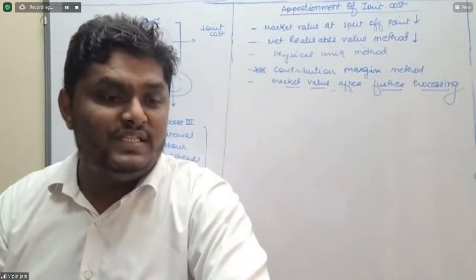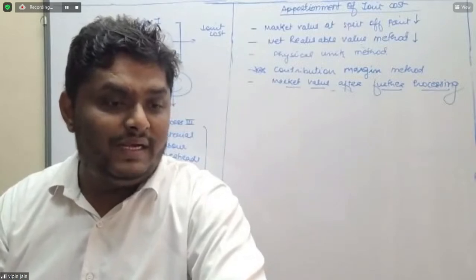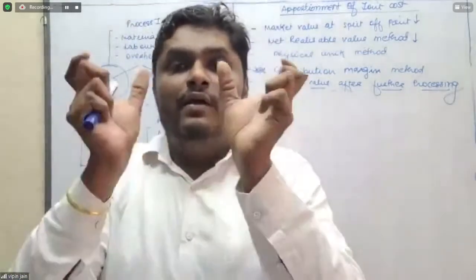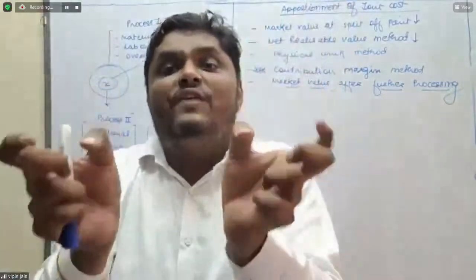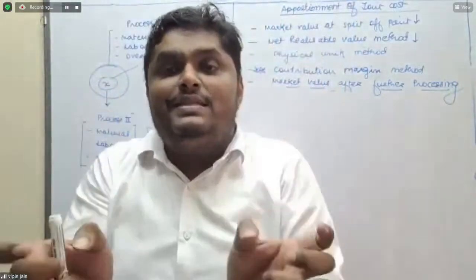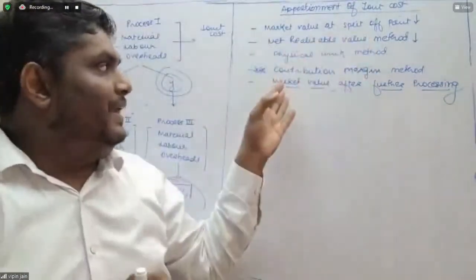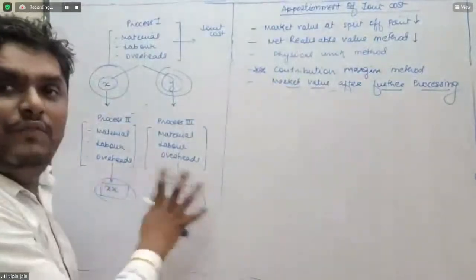Riya Bhatia asks, sir, what is the difference between the NRV method and the method of market value after further processing? See, in the NRV method, Riya, whatever the market value is of double X and double Y, we deduct the further processing cost. And this is how we get the net realizable value. But herein, we are directly apportioning the cost in the ratio of market value.